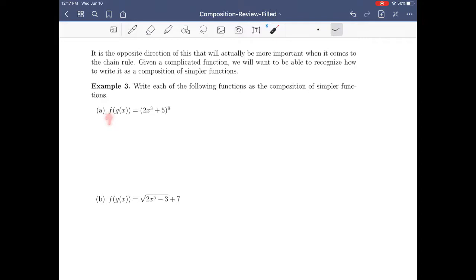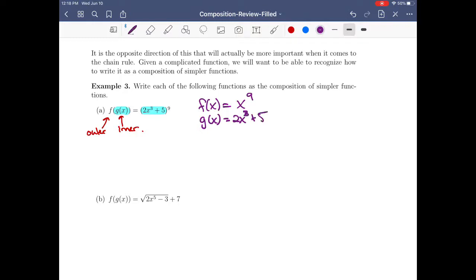So I've written it as f of g of x. Okay, so that means that we have an outer function and an inner function. What we want to think about is, when I have an equation for f, wherever I see an x, I want to sub in g of x. So here, if my function f was, say, x to the 9, then I could put this whole function in for x, and I would get this f of g of x. So my outer function is x to the 9, and my inner function is 2x cubed plus 5.